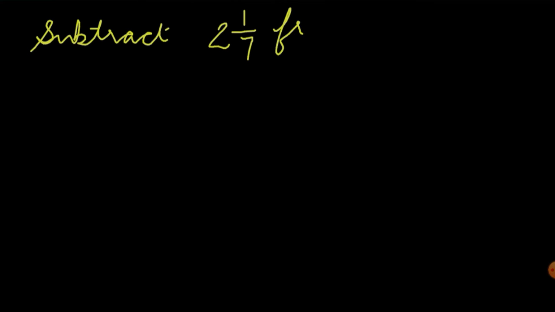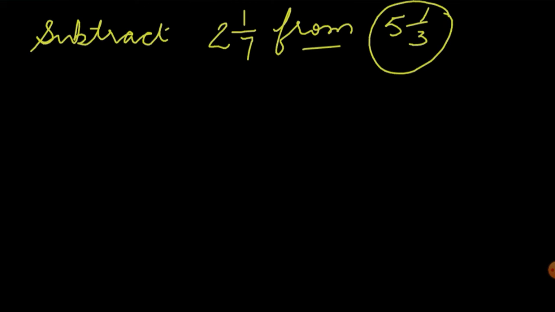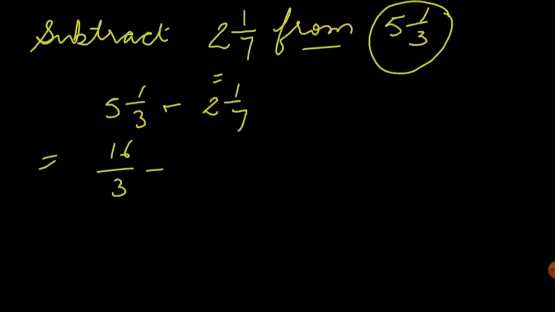Now let's take one more example. Sometimes the question is written like this: subtract 2 1 by 7 from 5 1 by 3. It means this one is to be written first and this is to be written after that. So from means 5 1 by 3 minus 2 1 by 7. Our first step will be the same: 5 3s are 15, 1, 16 upon 3, converting into an improper fraction. 7 2s are 14, 1, 15 upon 7.